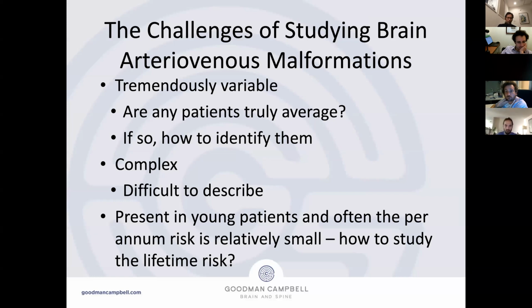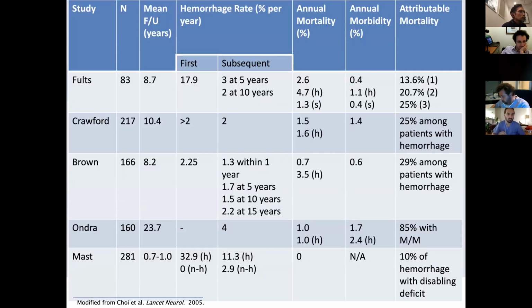In doing so, there are 5 studies that are most cited in the literature if we do a citation analysis in terms of understanding the natural history of brain AVMs. We'll just shoot through these very quickly to highlight the variability in brain AVMs and how challenging they are to study. So these are the 5 studies: the Foltz, Crawford, Brown, Ondra, and Mast studies.